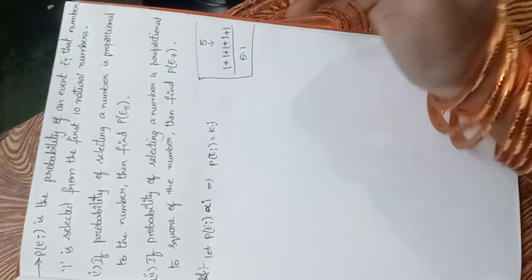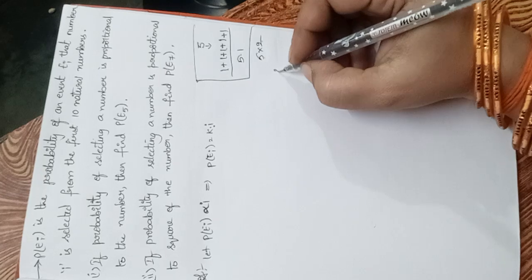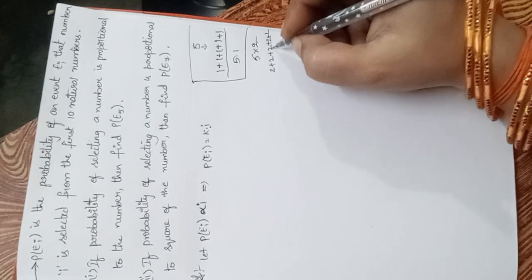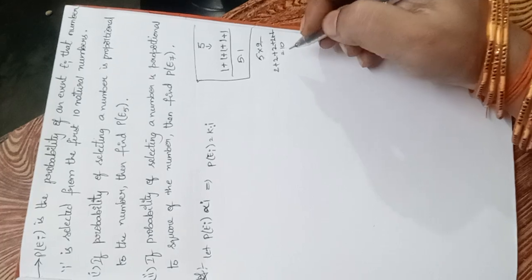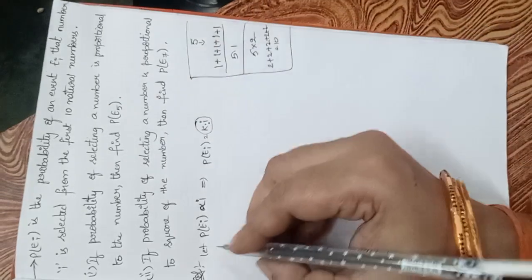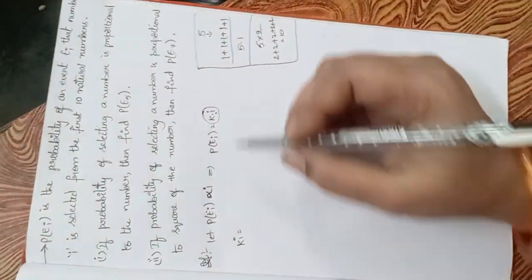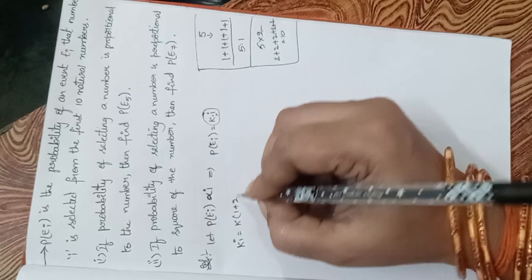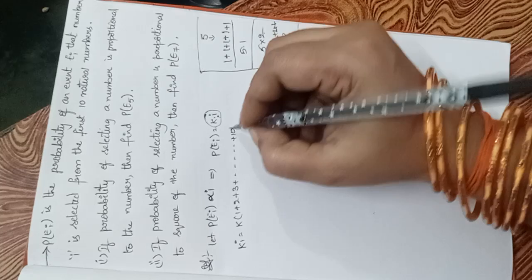Say for example, 5 into 2, this is taken as 2 plus 2 plus 2 plus 2 plus 2. 1, 2, 3, 4, 5. 2 plus 2, 4, 6, 8, 10. We'll get 10, right? So in this sense, how can we write this? Ki can be written as K into 1 plus 2 plus 3 and so on plus 10, which means summation.